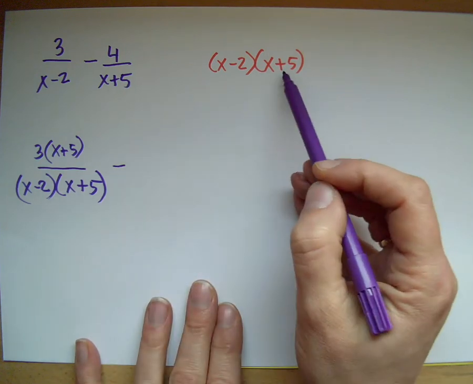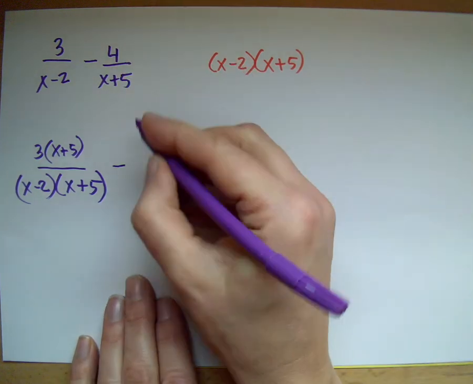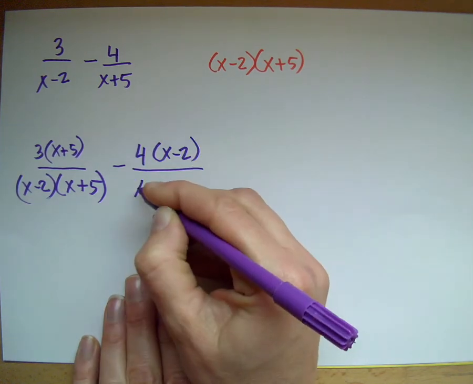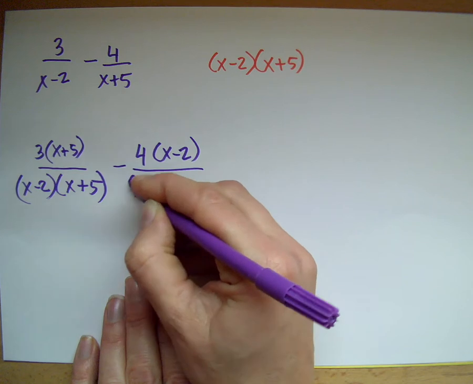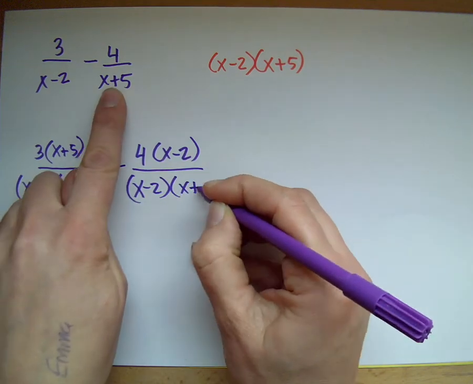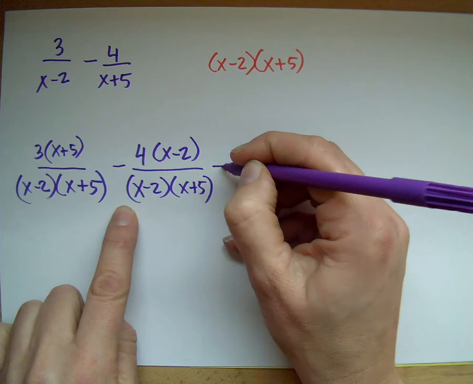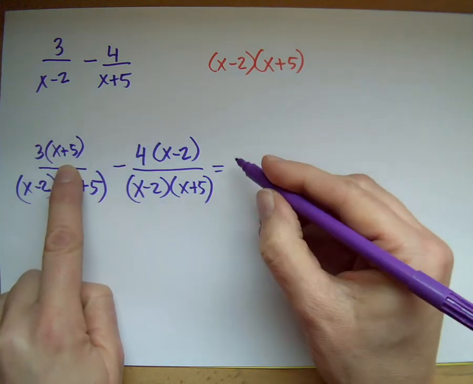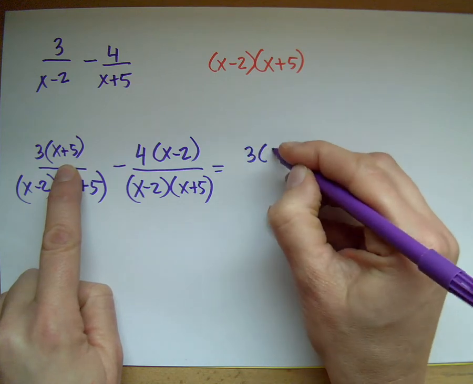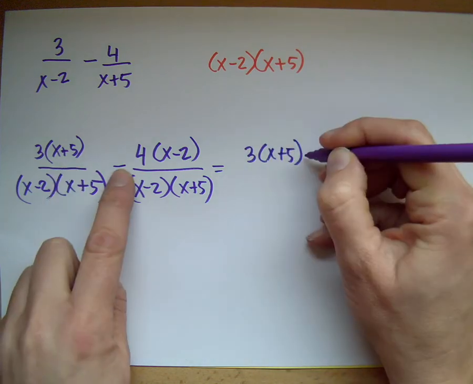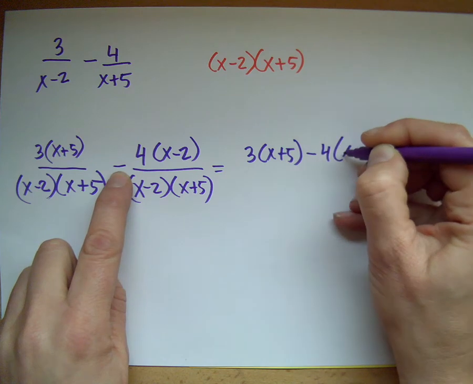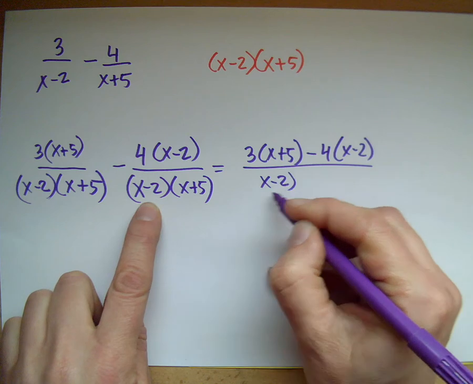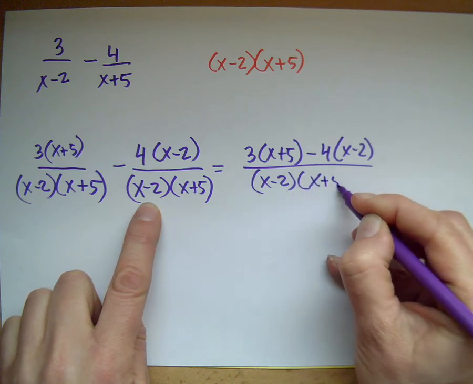Okay, here we multiply both top and bottom by x minus 2, so 4 times x minus 2, and on the bottom x minus 2 times x plus 5, right? Now that we have common denominators, we can simply subtract the top and leave the denominator. 3 times x plus 5 minus 4 times x minus 2 divided by x minus 2 times x plus 5.